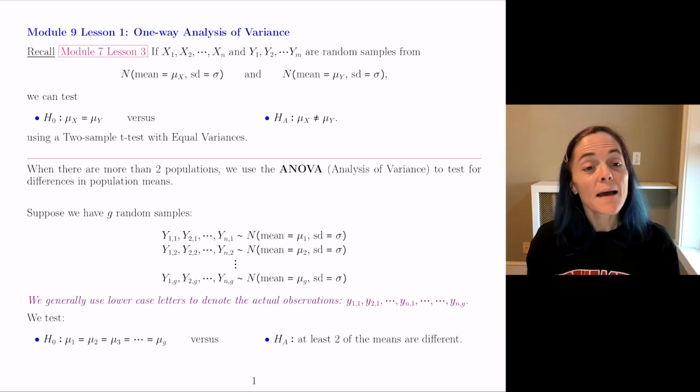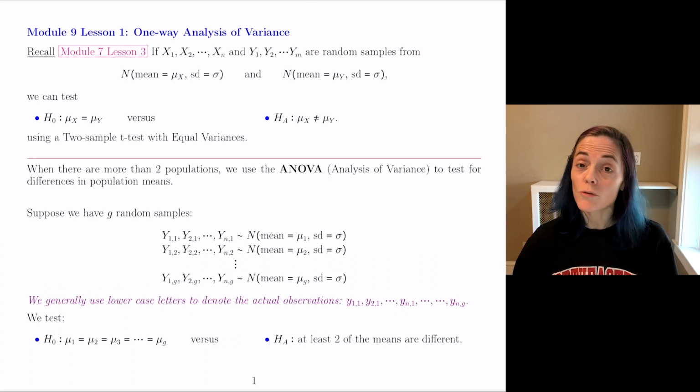Hello, students. Module 9, Lesson 1, One-Way Analysis of Variance. Before we get into the ANOVA, let me recall something from Module 7, Lesson 3.